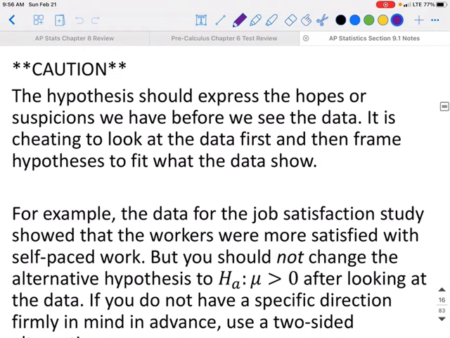Now you do need to be cautious. The hypothesis should express the hopes or suspicions we have before we see the data. It is cheating to look at the data first and then frame your hypotheses to fit the data. So we didn't want to look at what the actual assembly line workers had and then say, well, we think mu is greater than 0. We want to set our hypothesis before we see any data so that we're not swayed by what the actual data already says.